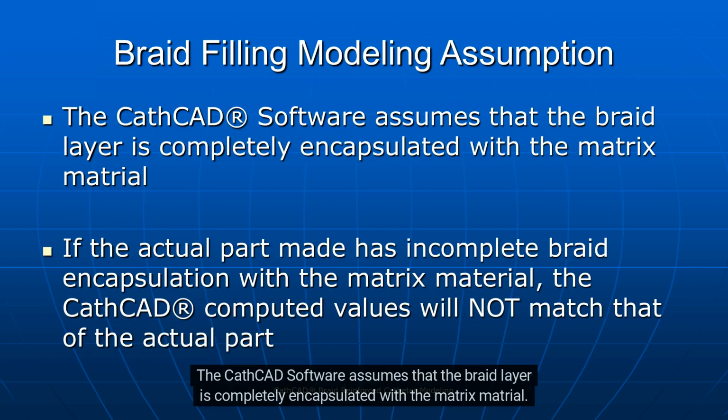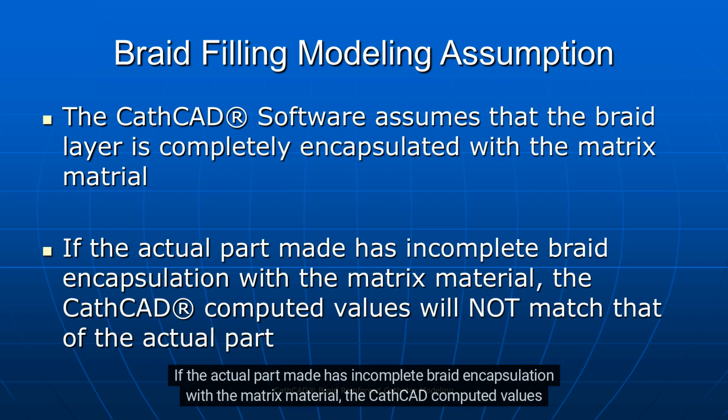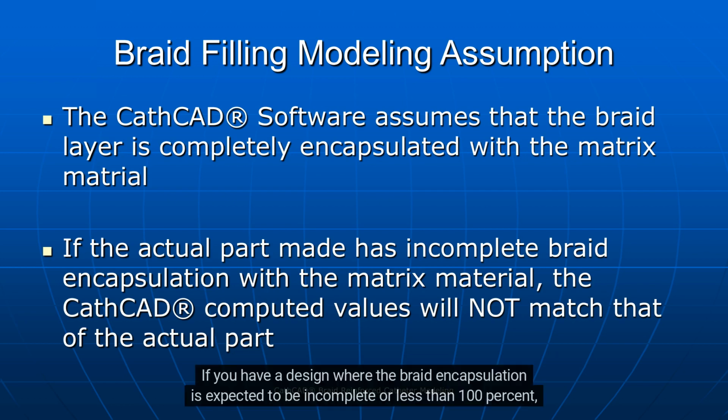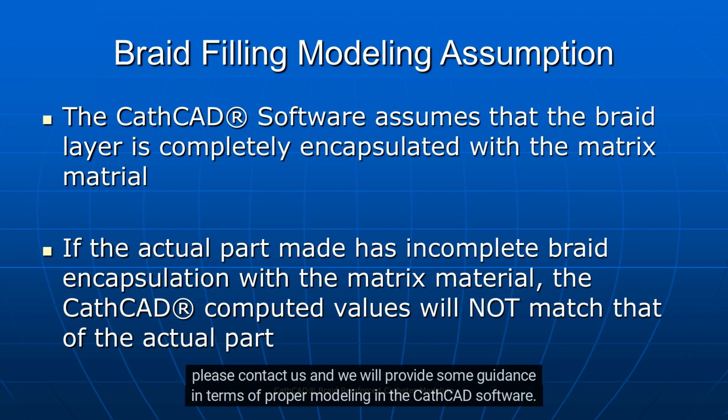The CathCAD software assumes that the braid layer is completely encapsulated with the matrix material. If the actual part made has incomplete braid encapsulation with the matrix material, the CathCAD computed values will not match that of the actual part. If you have a design where the braid encapsulation is expected to be incomplete or less than 100%, please contact us and we will provide some guidance in terms of proper modeling in the CathCAD software.